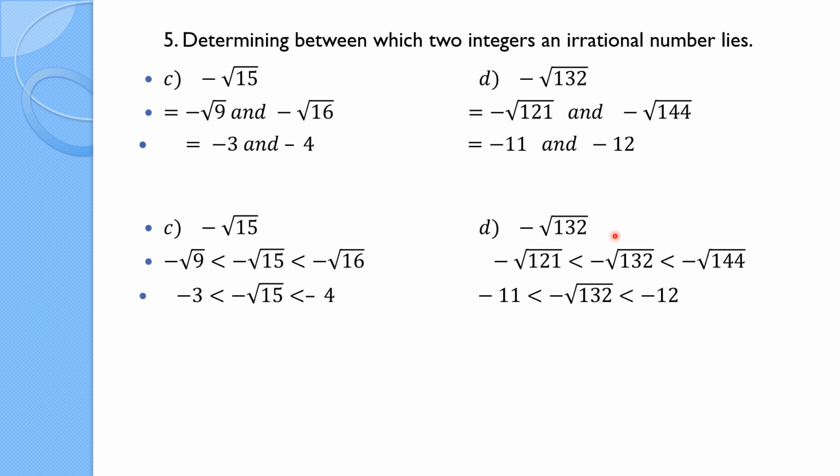Negative square root 132 is greater than negative square root 144 and less than negative square root 121. Therefore, it's greater than negative 12 and less than negative 11.